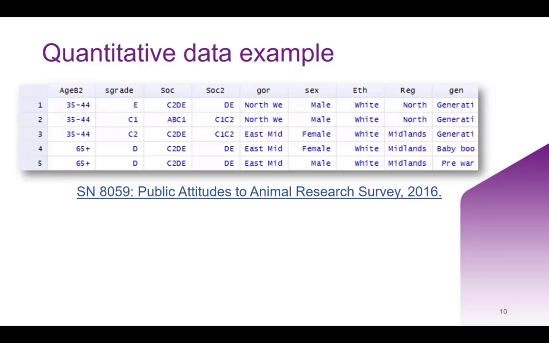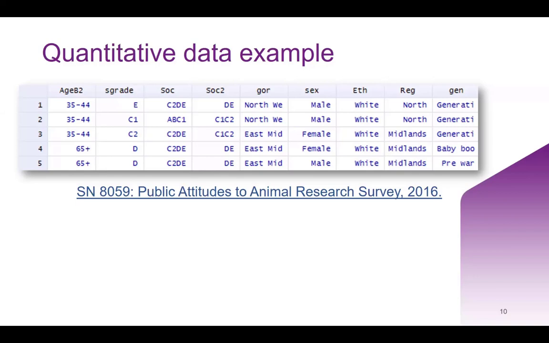On this slide, we have an example of quantitative data, and this is a screenshot from the Public Attitudes to Animal Research Survey from 2016. You can find this data set using our data catalog search tool, which we'll talk about in the next slide. This data set is available under an open data license due to its low disclosure risk.